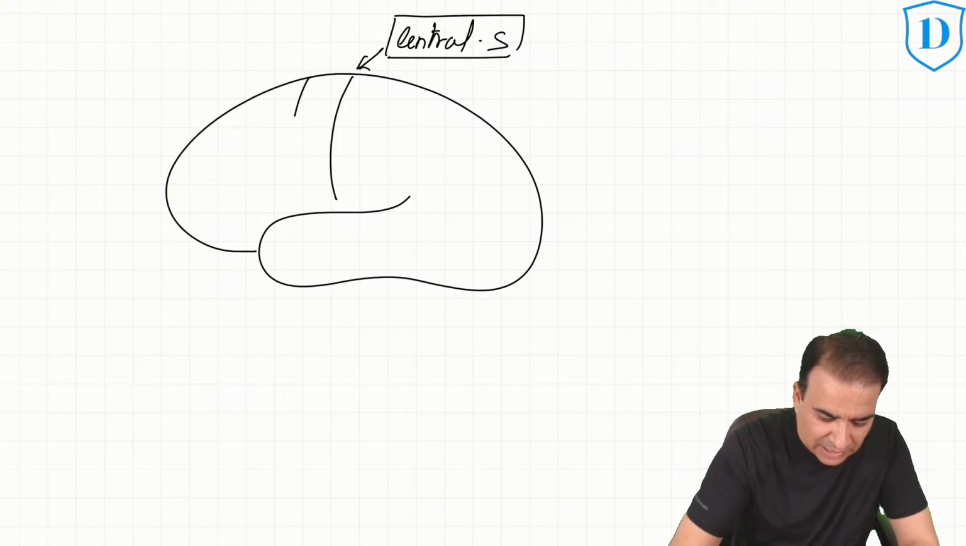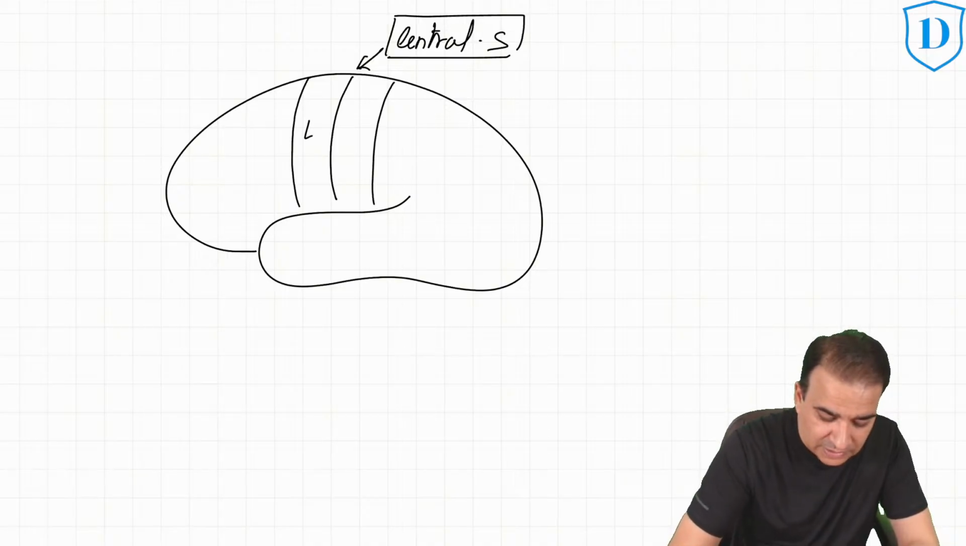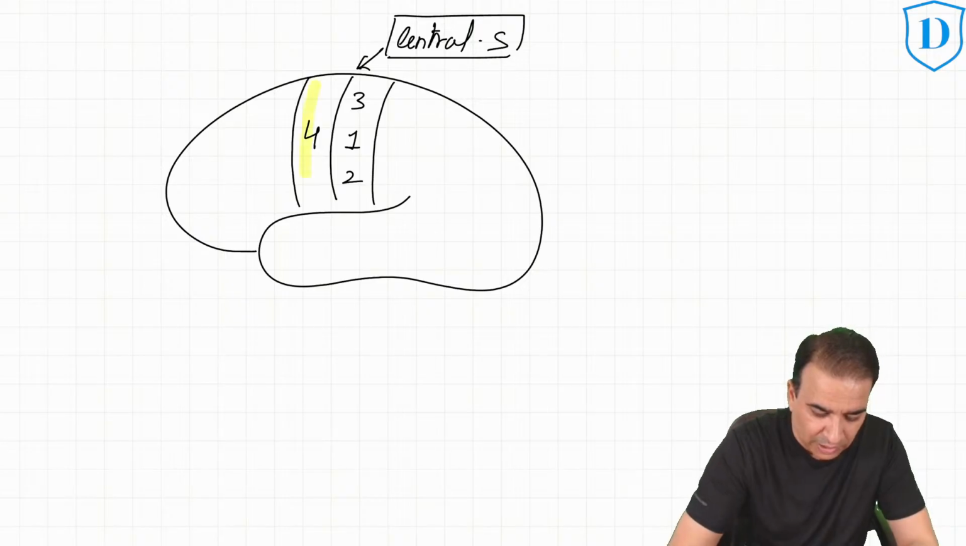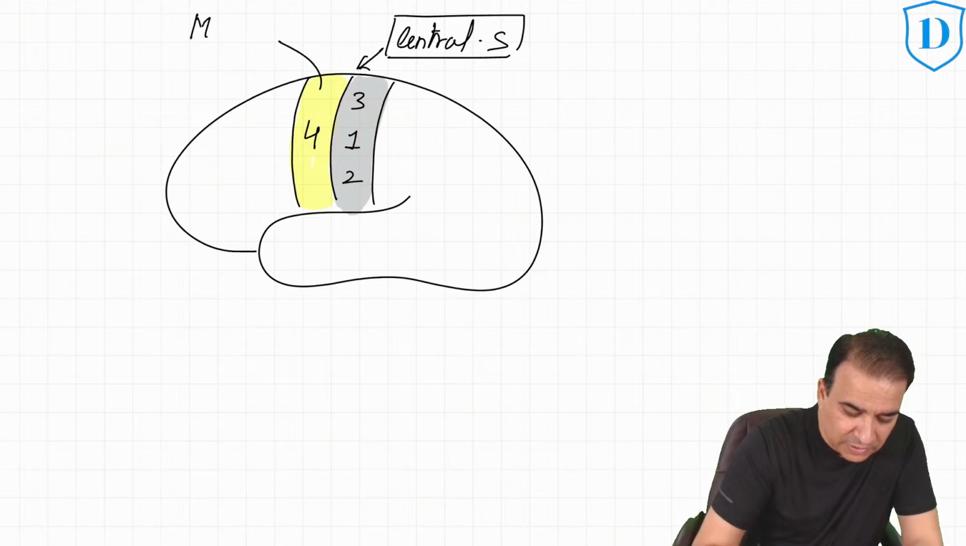अब central sulcus के आगे we have a precentral gyrus and we have a post-central gyrus. The precentral gyrus is area number 4, and the post-central gyrus is area number 3, 1 and 2. Again, I'm just marking the most important areas, not all of them. Area number 4 and 3, 1 and 2 you already know about. That central sulcus के आगे, this is the motor cortex.